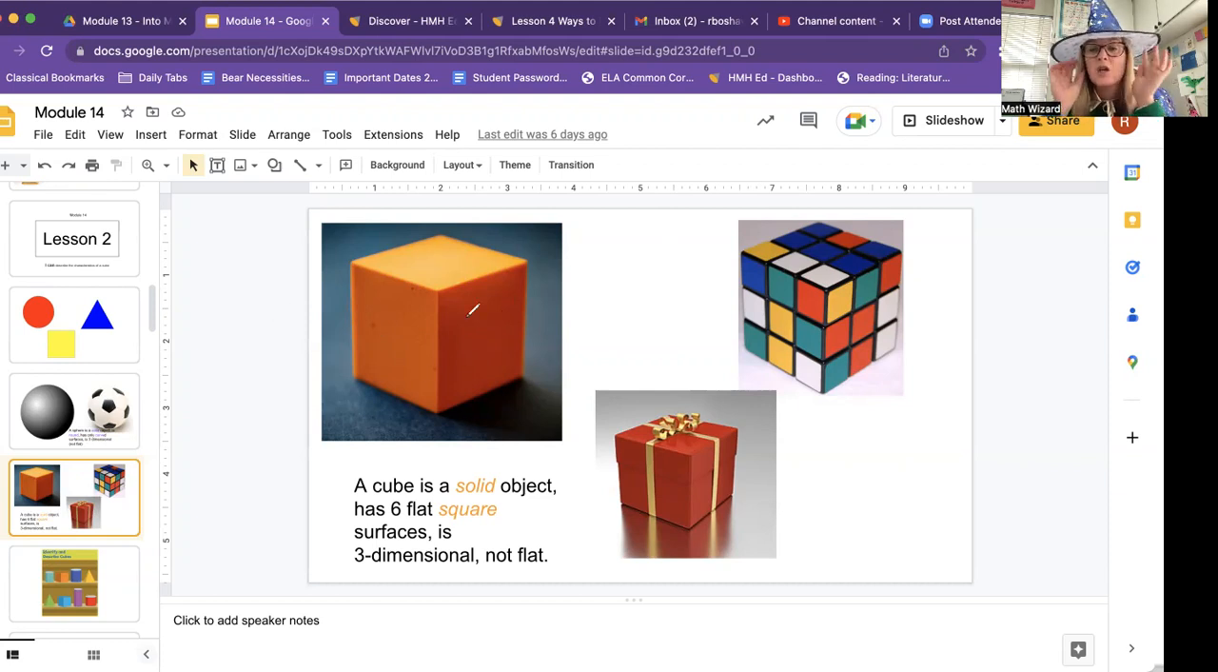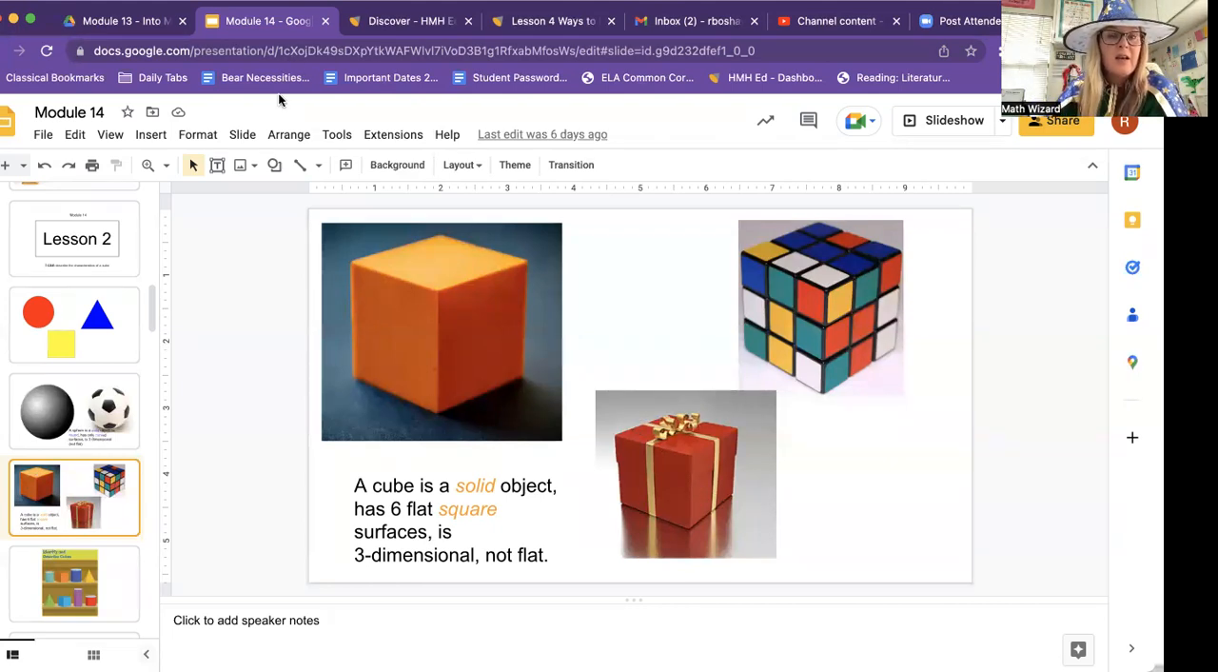So a cube, say a cube, is a solid object with 6 flat square surfaces. And it's three-dimensional. It's not flat. Have you guys ever seen a Rubik's Cube? Yep, those are pretty fun. That is a cube because look, 1, 2, 3, 4, 5, and 6 sides. 6 sides. Yep. All right. And oh, well, that looks kind of fun. It's a present, and it looks like it's a cube present.